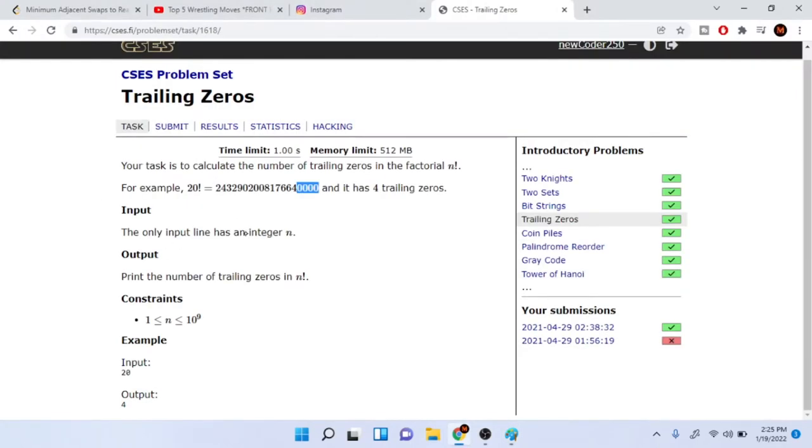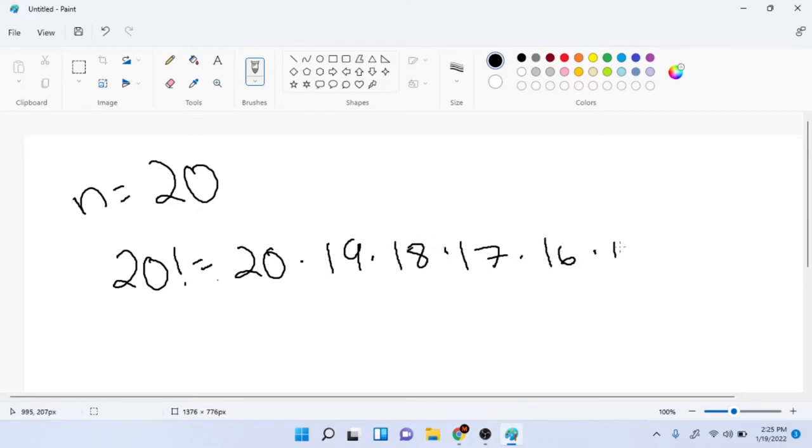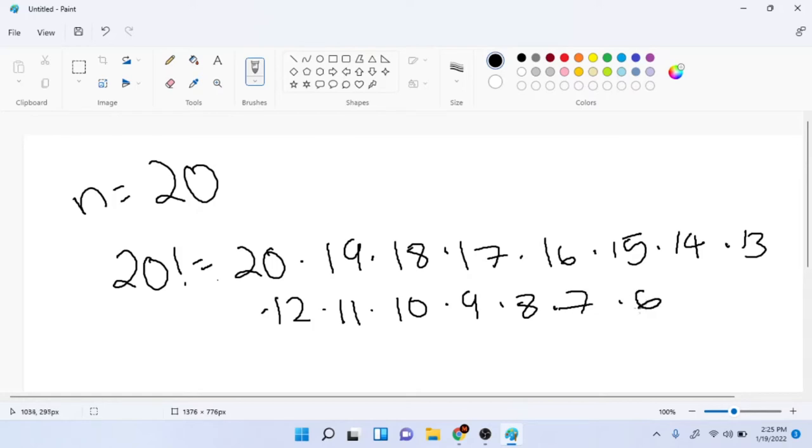Okay, so how do you do this problem? Let's say n is equal to 20, and we need to find the number of trailing zeros of n factorial. What we could do first is list out 20 factorial. So n is equal to 20, and 20 factorial is equal to 20 times 19 times 18 times 17 times 16 times 15 times 14 times 13 times 12 times 11, 10, 9, 8, 7, 6, 5, 4, 3, 2, 1.